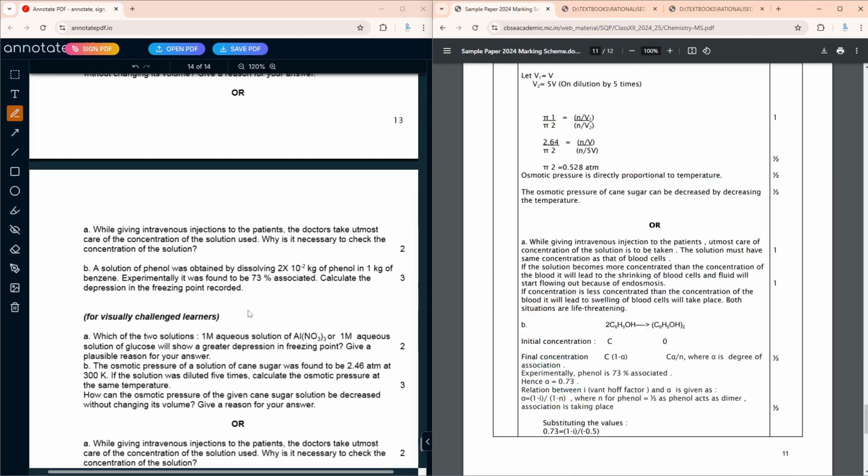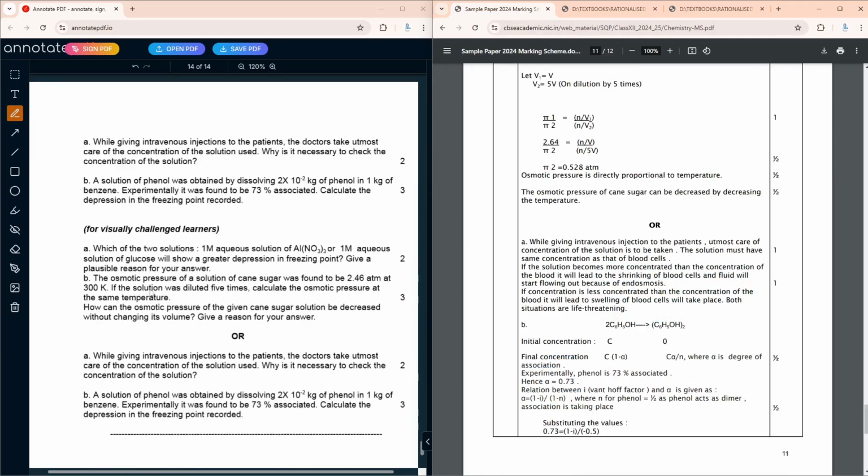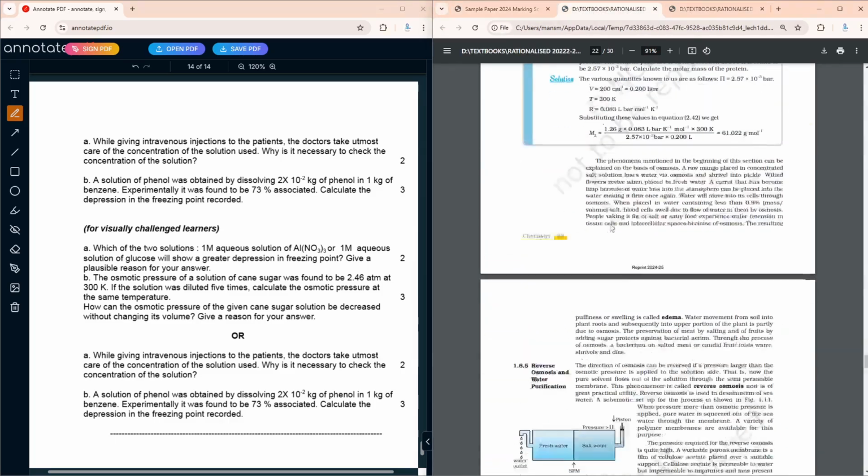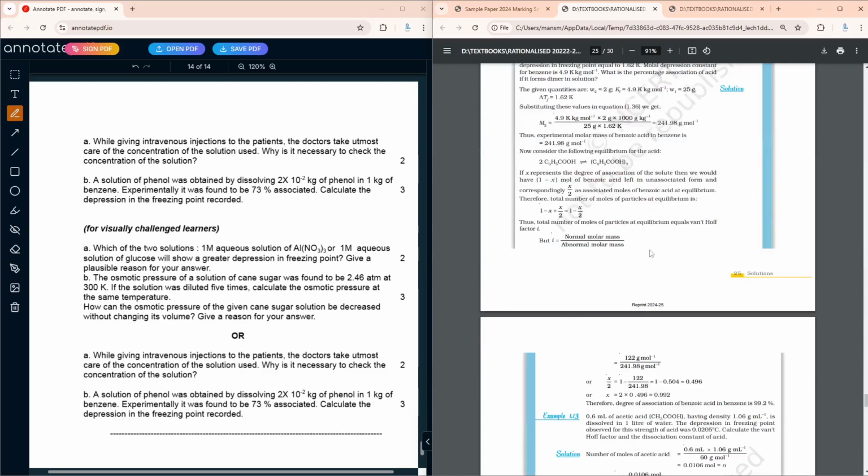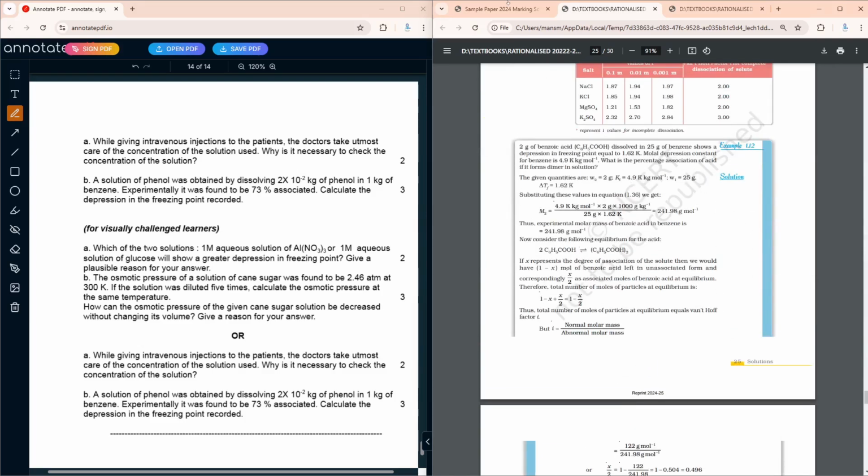Okay, and the next question. Honestly, it took me so long to solve this one. A solution of phenol was obtained by dissolving 2 into 10 to the power minus 2 kilograms of phenol in 1 kilogram of benzene. Experimentally, it was found to be 73% associated. Calculate the depression in freezing point that is recorded. So basically, this is sort of related to the last example question given in your textbook. This is the closest I could find.